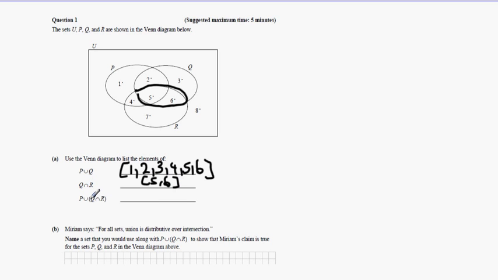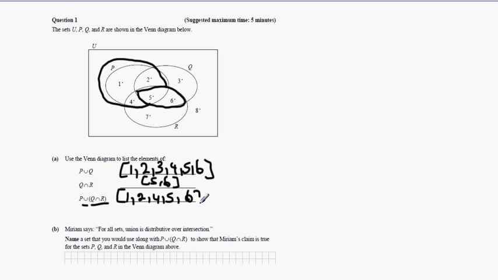And finally, P union Q intersection R. So what this means is that everything that's in Q intersection R, which is this here, and this union sign means also everything that's in P. So we can extend out the bracket to engulf P as well. So everything in this bubble here, okay, which is going to be 1, 2, 4, 5 and 6.